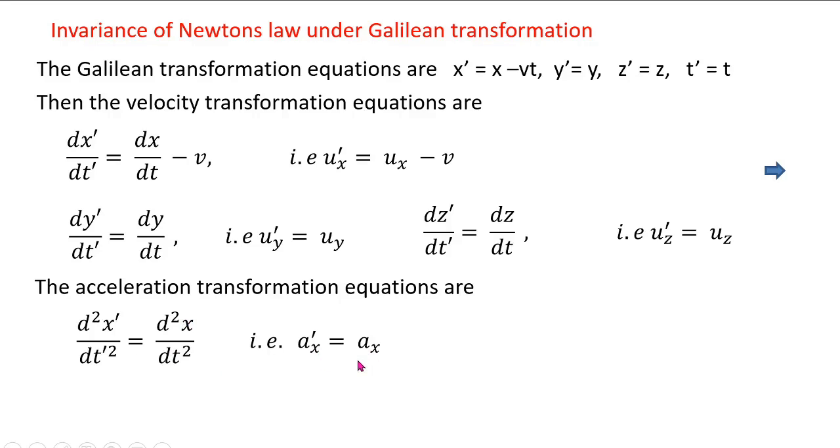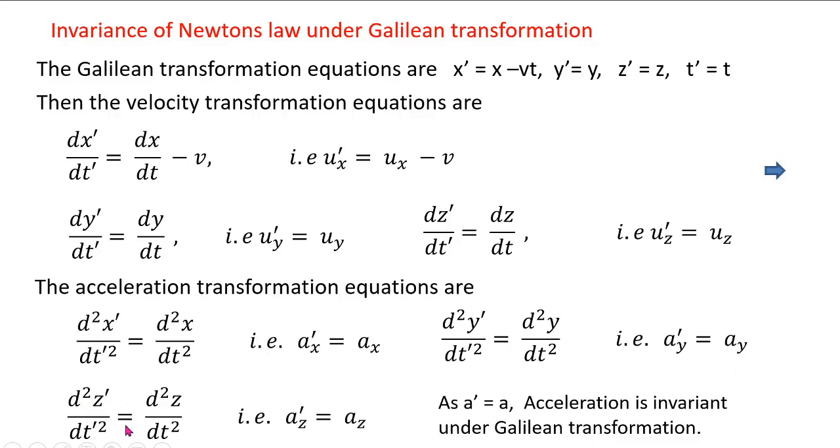ax dash is equal to ax. Then differentiating again with respect to t dash, d square y dash upon dt dash square is equal to d square y upon dt square, since y dash is equal to y and t dash is equal to t. Therefore ay dash is equal to ay. This y component is also unchanged. Then d square z dash upon dt dash square is equal to d square z upon dt square, because z dash is equal to z and t dash is equal to t. Therefore the z component is also unchanged, az dash is equal to az. All three components in the two frames of reference are the same, that is a dash is equal to a, therefore acceleration is invariant under Galilean transformation.